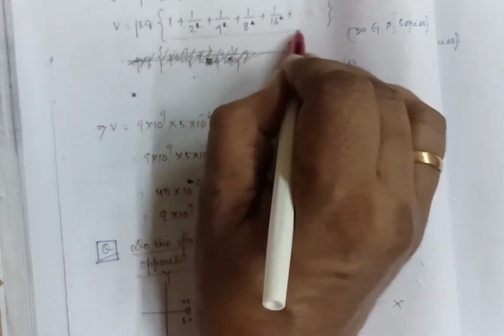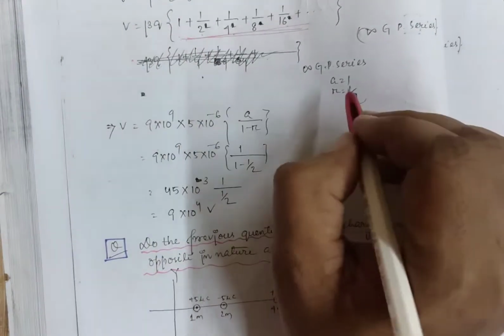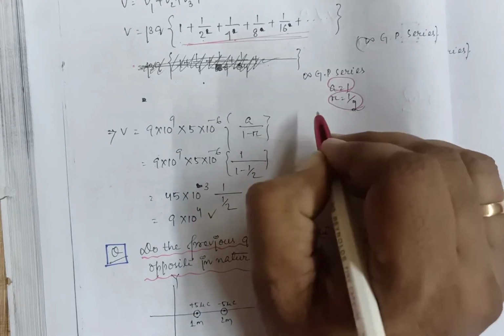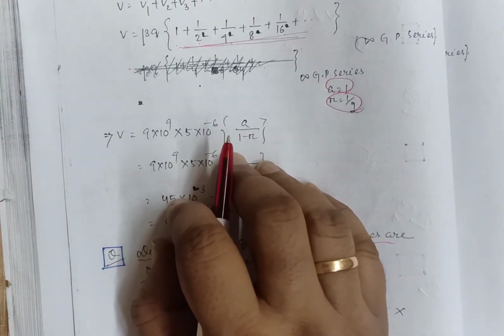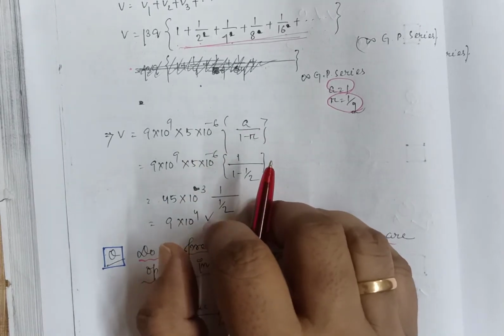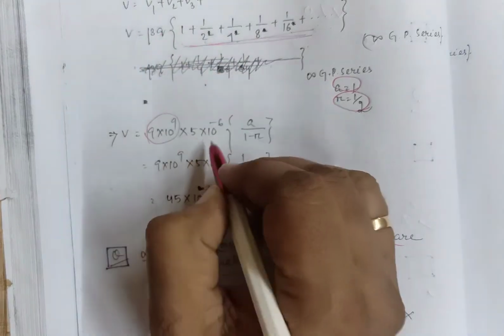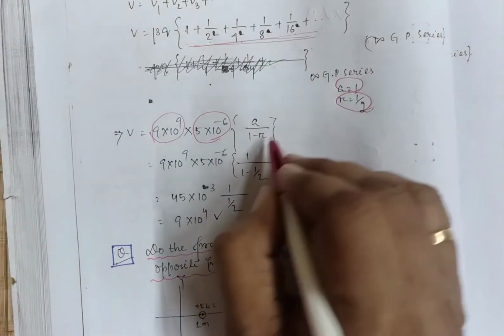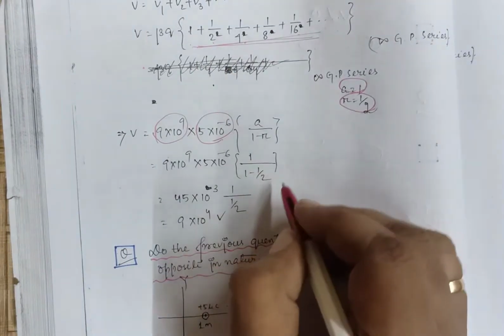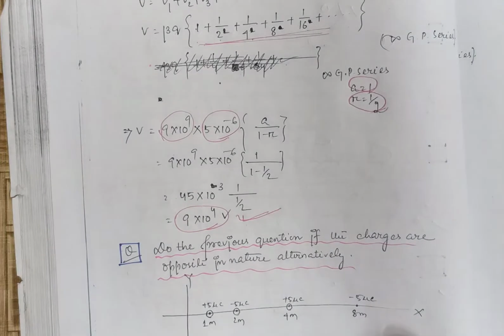You see, this is an infinite GP series, a geometric progression. The first term is 1 and the common ratio is 1 by 2. Then you put the formula, k equal to 9 into 10 to the power 9, Q value 5 microcoulomb, first term a equal to 1 and ratio 1 by 2. So the answer is 9 into 10 to the power 14 volt.